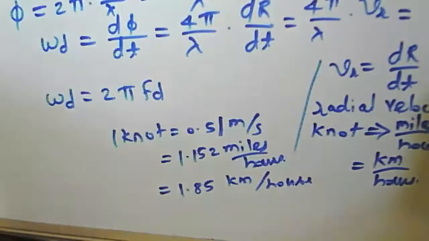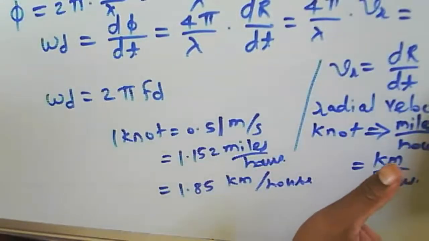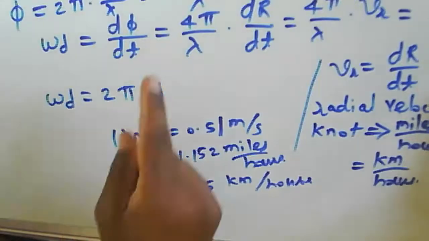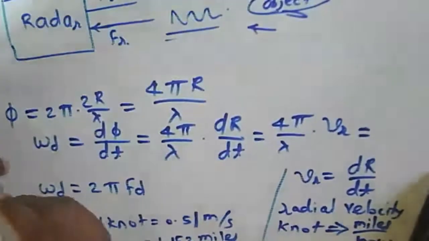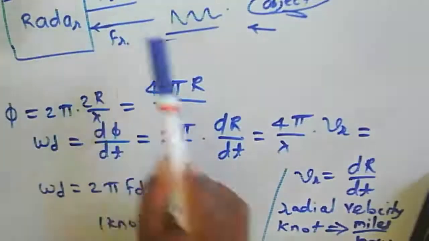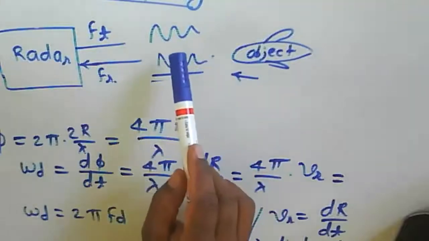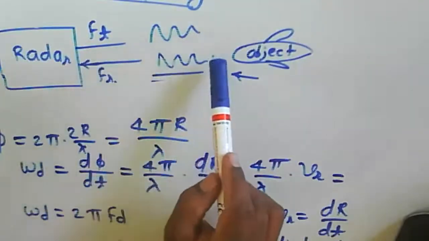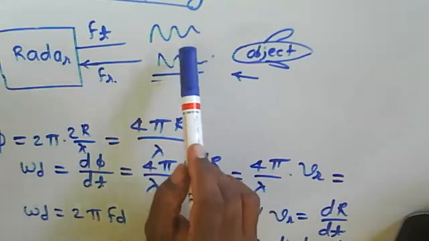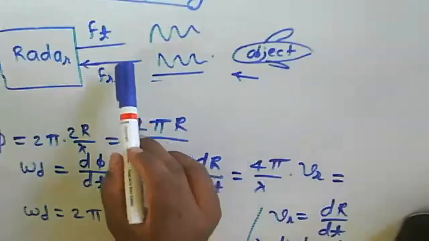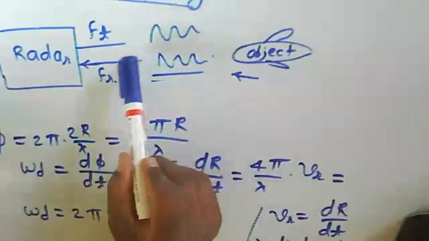Now we can define that radial velocity again in terms of whether the target is in the line of sight. This is your radar and the object here, which is your target. So you can define a target vector and a radar line of sight to the target. In that case, it will be differentiated with respect to an angle, the angle between the target velocity vector and the radar line of sight.